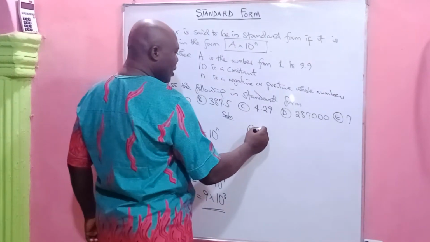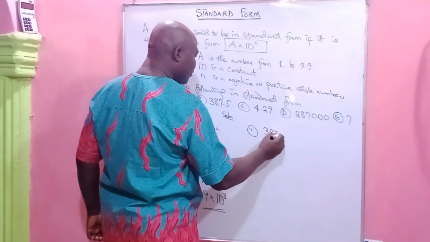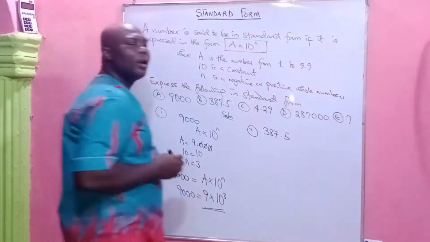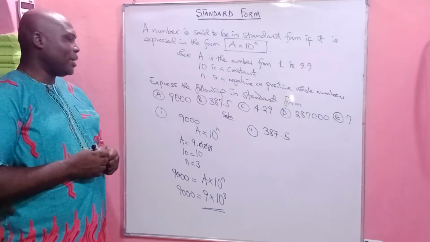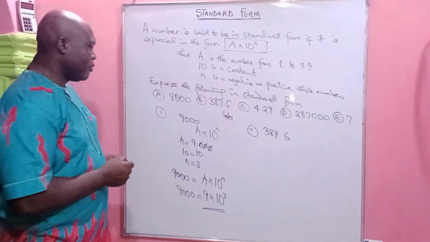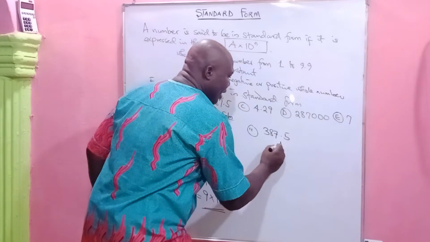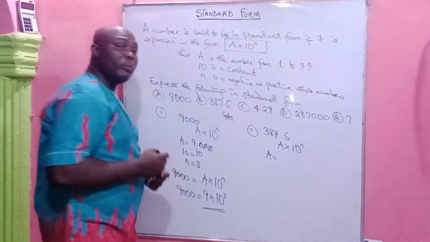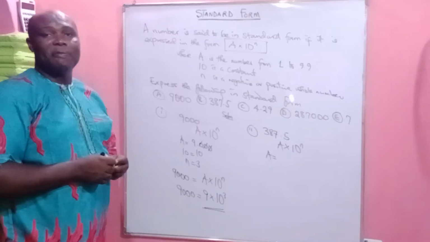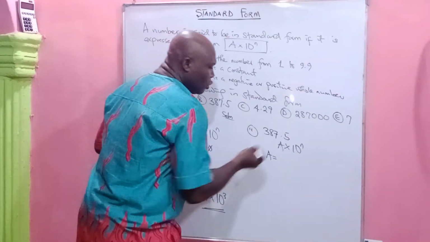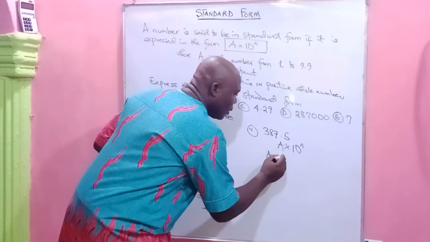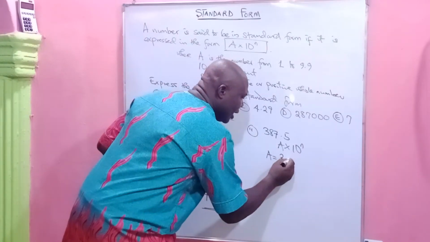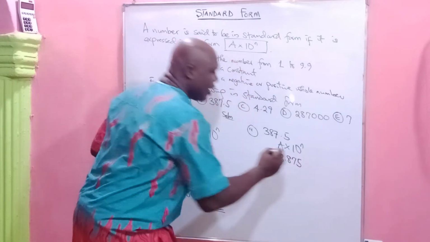We want to express 387.5 in standard form. We want to express that number in standard form. All right, so we also say a times 10 raised to power n. Our a now will be equal to, we'll move the decimal point and place it after the first significant figure. So we'll move it from here to come to this place. So we are going to have 3.875.